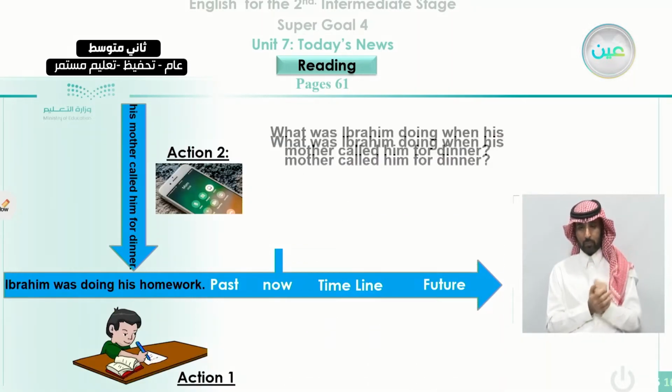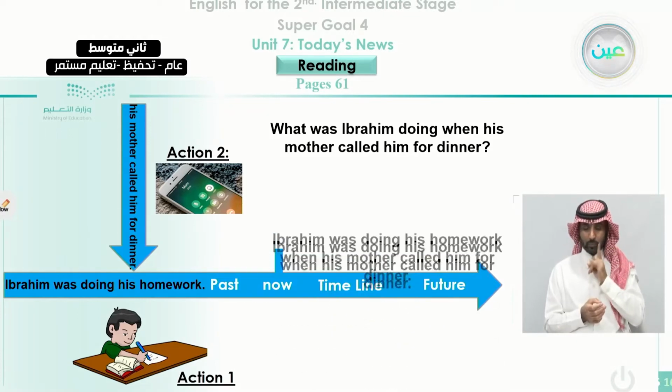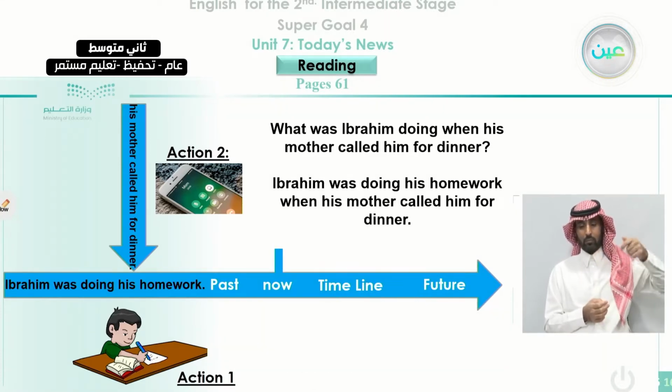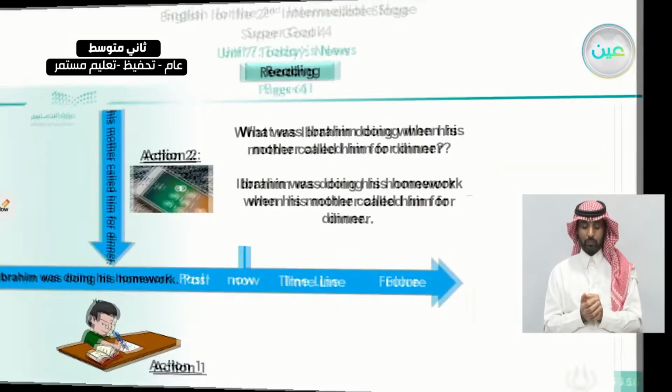Another example, if we ask about Ibrahim, we can say what was Ibrahim doing when his mother called him for dinner? He was doing something, and then while he was doing this thing, his mother called. We can say like this: Ibrahim was doing his homework when his mother called him for dinner. 2 actions. The first one is continuous. We can say Ibrahim was doing his homework. The other one is the simple past. We can say his mother called him for dinner.